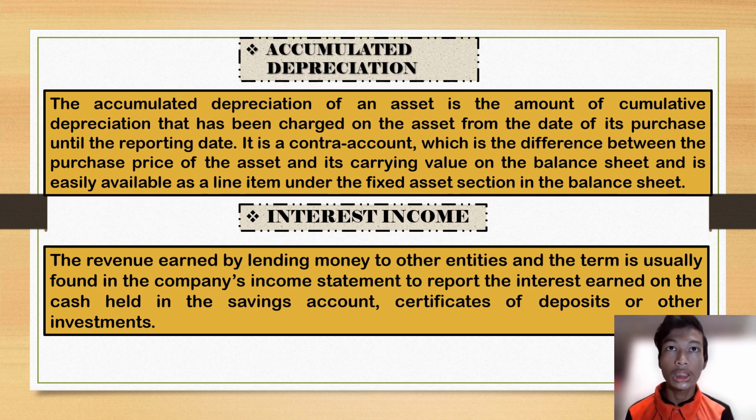Last but not least is interest income. The revenue earned by lending money to other entities, and the term is usually found in the company's income statement to report the interest earned on the cash held in the savings account, certificates of deposit, or other investment. There are other examples like expenses and equipment.